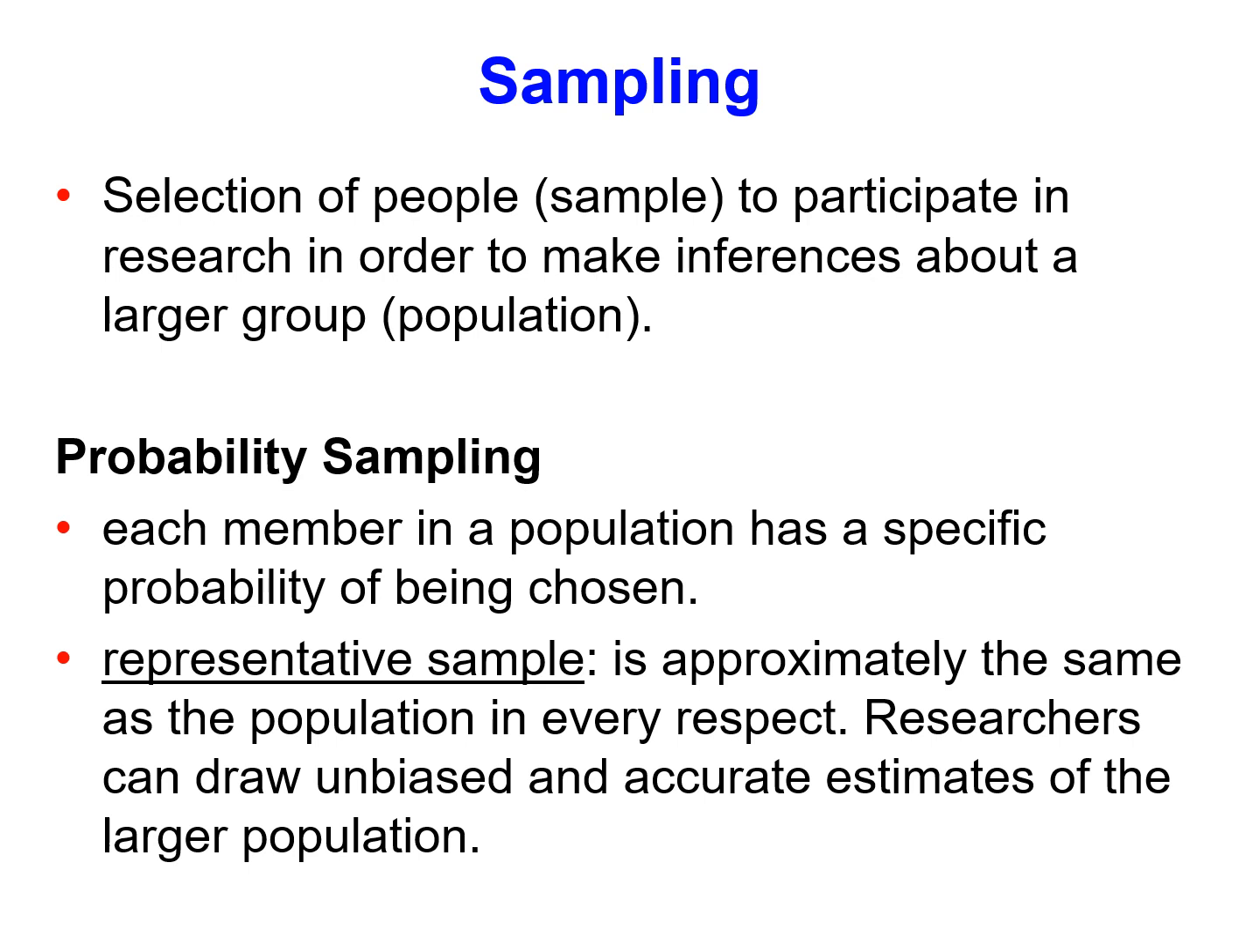In descriptive studies, and any study for that matter, sampling is an important part of research. It's the selection of people to participate in research in order to make inferences about a larger population. So we have probability sampling. Remember, each member in a population has a specific probability of being chosen. We could have a representative sample. This is approximately the same as the population in every aspect. Researchers can draw unbiased and accurate estimates of the larger population.